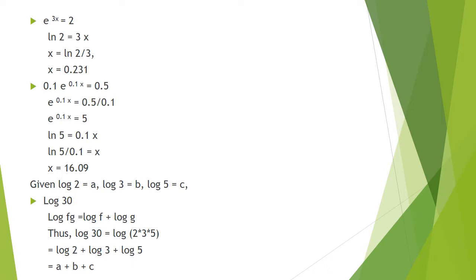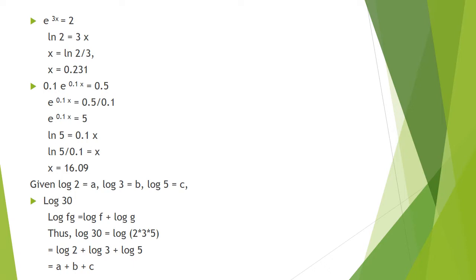e raised to power 3x is equal to 2. Now to solve it further, we are going to write it as ln 2 is equal to 3x, and x is equal to ln 2 divided by 3. And here's the answer: x equals 0.2310.